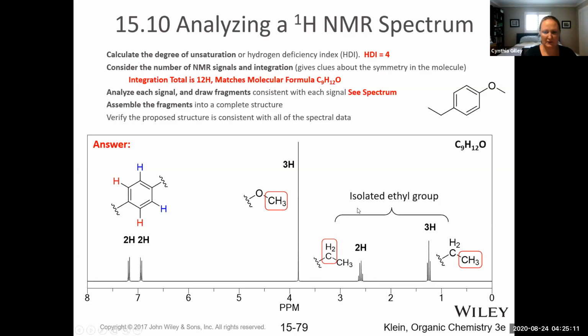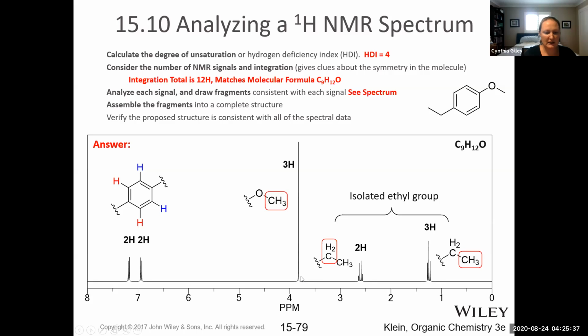It doesn't really matter. One of the things that I immediately recognized when looking at this spectrum is this quartet that integrates for 2 hydrogens and a triplet that integrates for 3 hydrogens. And I remembered when I have those 2 signals, this could be an isolated ethyl group. And so I drew these fragments really quickly based on that.